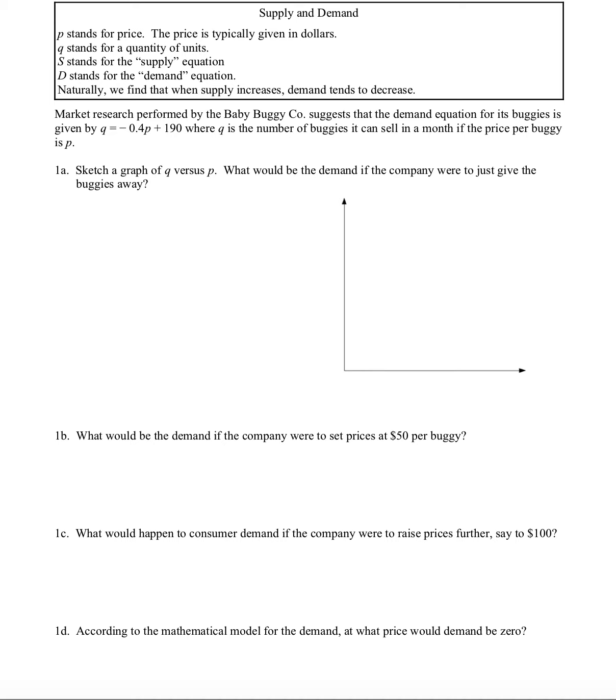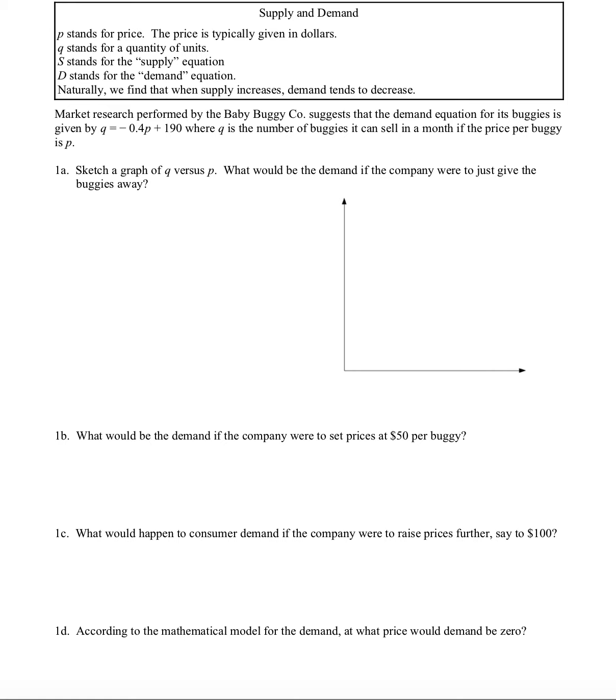This first example will illustrate that concept. It says market research performed by the Baby Buggy Company suggests that the demand equation for its buggies is given by Q equals negative 0.4 P plus 190, where Q is the number of buggies it can sell in a month if the price per buggy is P.